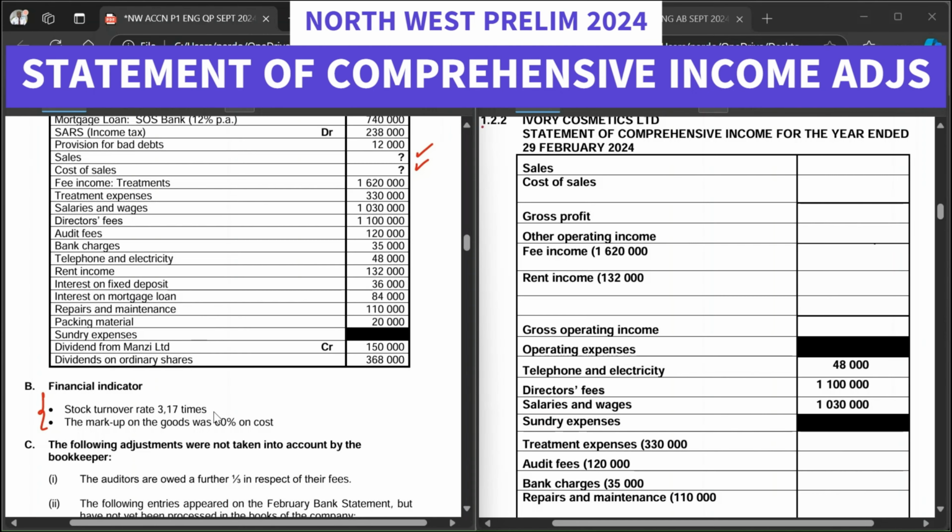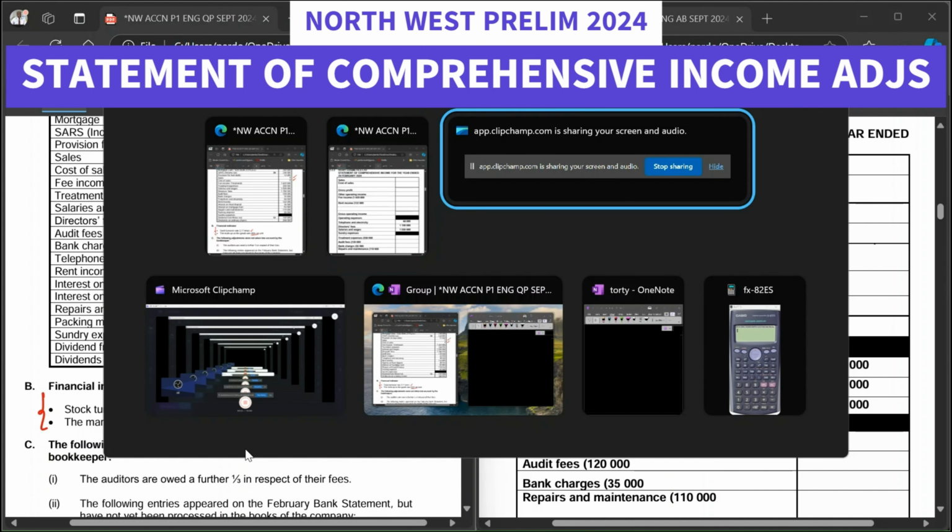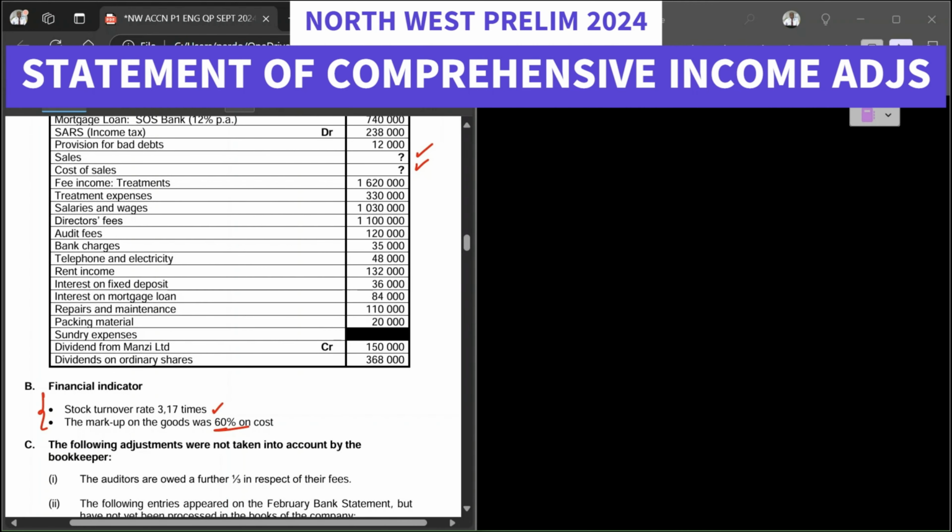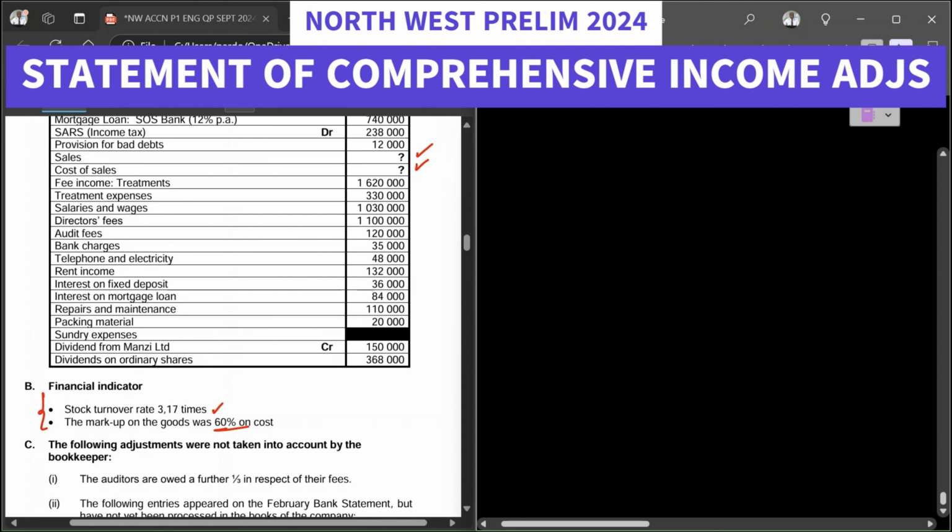So in this case, we're given the stock turnover rate, which is 3.17 times. And we were not given any other amount, so we had to use this stock turnover rate of 3.17 times to calculate our cost of sales first, and then we use the markup to come back to our sales. Let's see how we would have done that. Okay, so let me see if I can quickly get my screen.